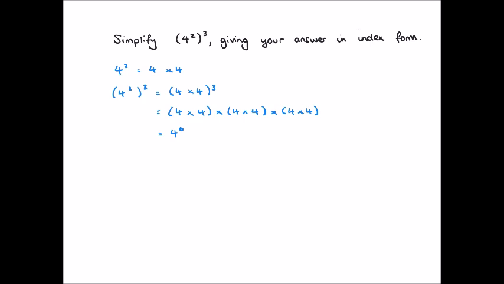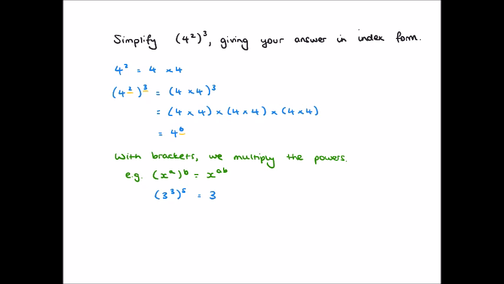So once again, let's see if we can spot a shortcut. Did you spot that 2 times 3 gives us 6? Well, in fact, this holds for all brackets. We multiply the powers, so x to the power of a, to the power of b, would be x to the power of a times b. Take 3 cubed to the 5th power, for instance. That would be 3 to the power of 3 times 5, which is 15.